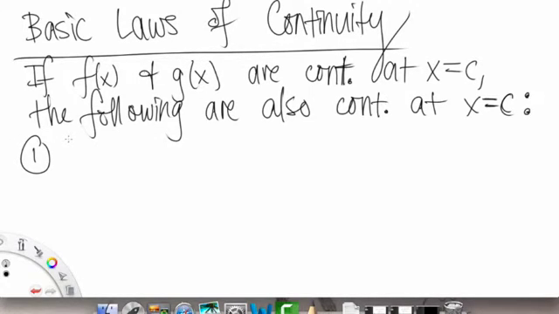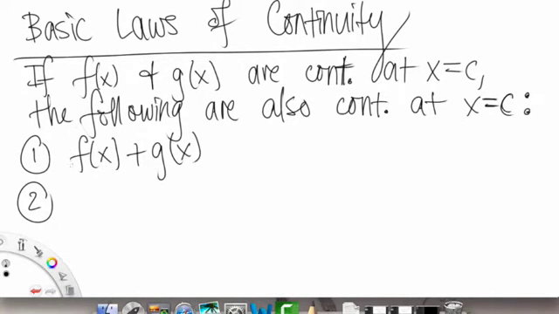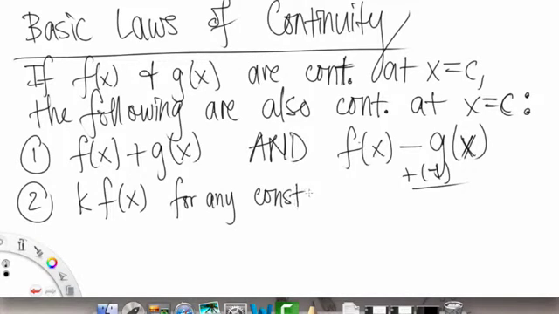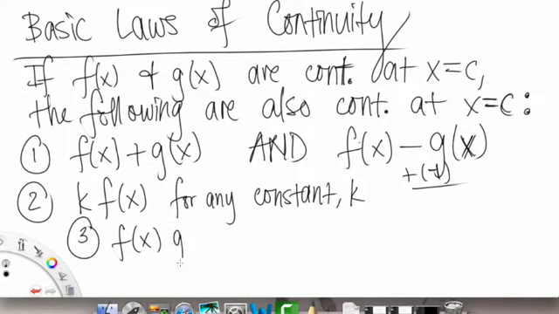The first one that's going to be continuous as well is f of x plus g of x. That function is going to be continuous. This mirrors the sum law, remember? For number 1, I'll add that this is also true for f of x minus g of x, because this minus sign basically comes from adding the negative of the second function. That's just a side note. Number 2 is that k times f of x is also continuous for any constant k. And number 3 resembles our product law, so this will be f of x times g of x.